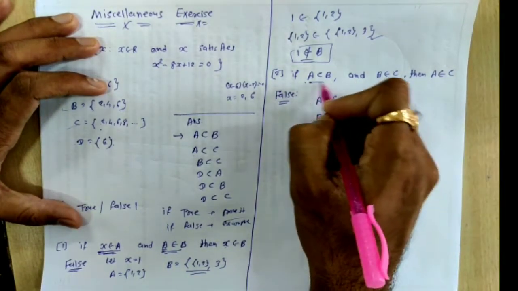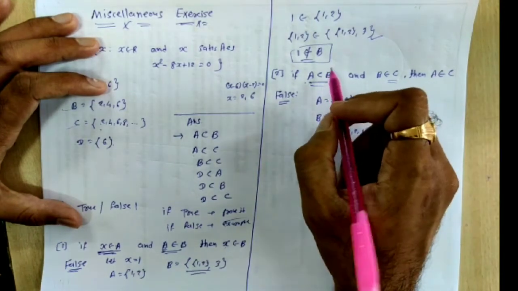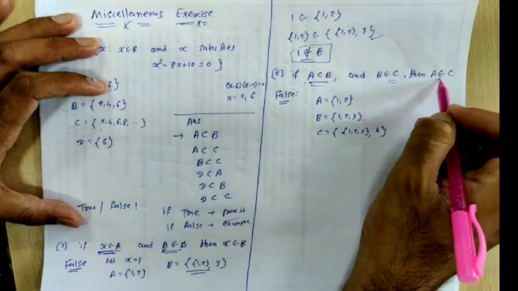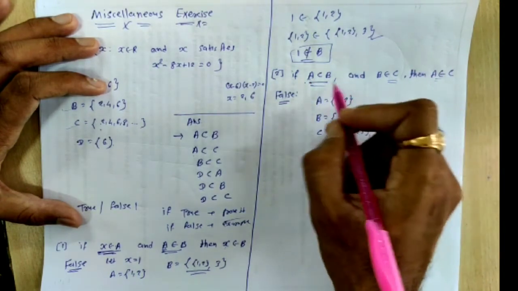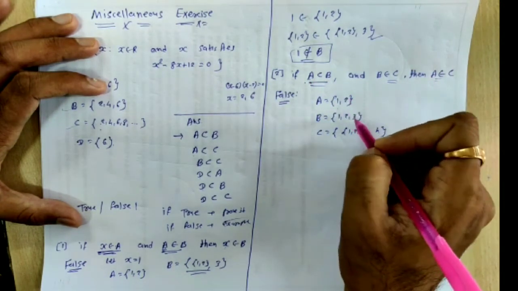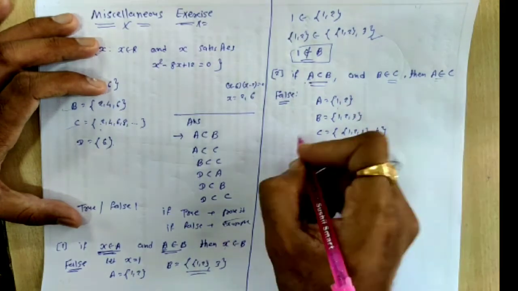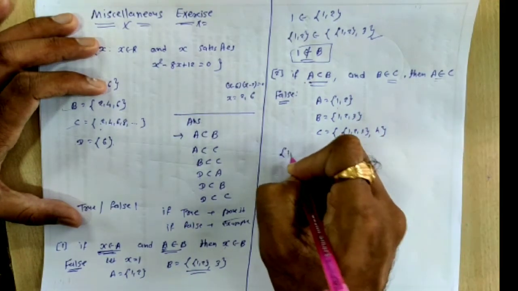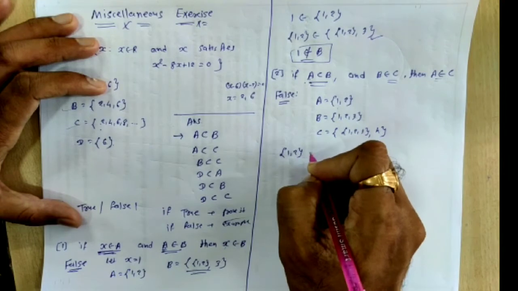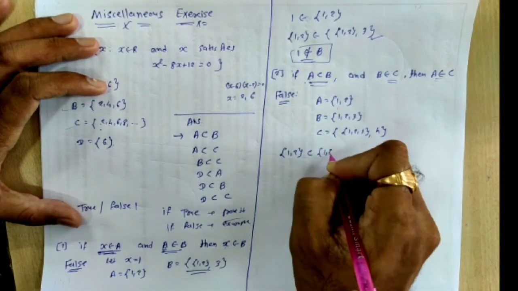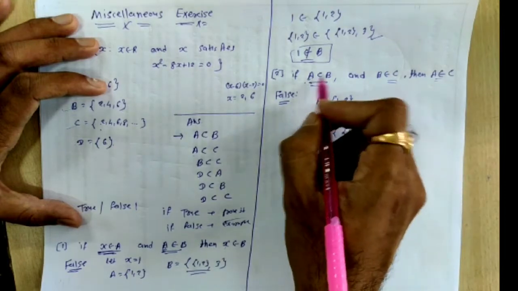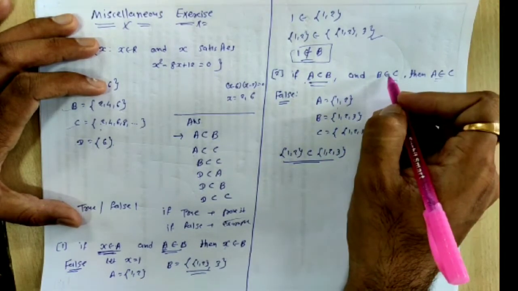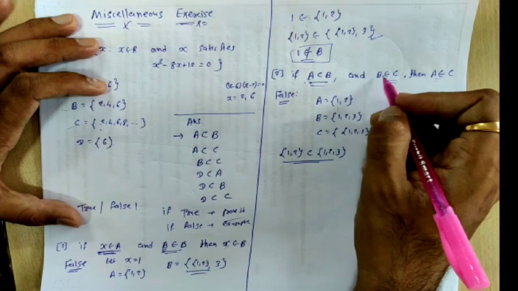Now let's check these two conditions. You must fulfill these two conditions and then you have to prove this one is wrong. Done. So first we have to prove that A is a subset of B. All the elements of A are the elements of B. Yes. {1, 2} is a subset of {1, 2, 3}. So the first condition is fulfilled. Set A is a subset of set B. Then you have to check this condition. Set B is an element of set C.